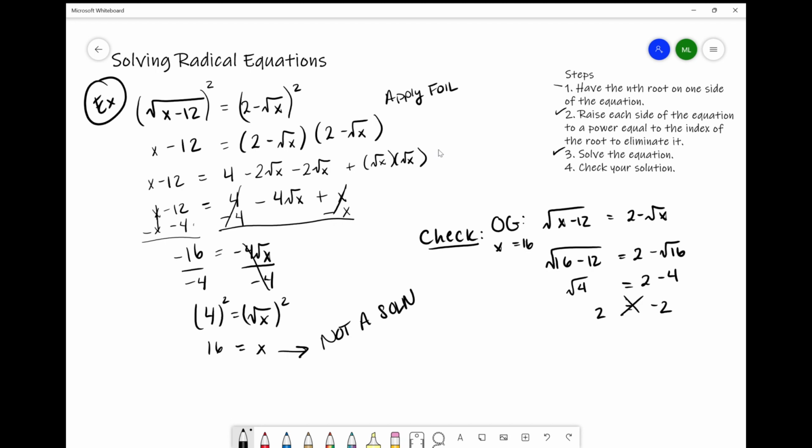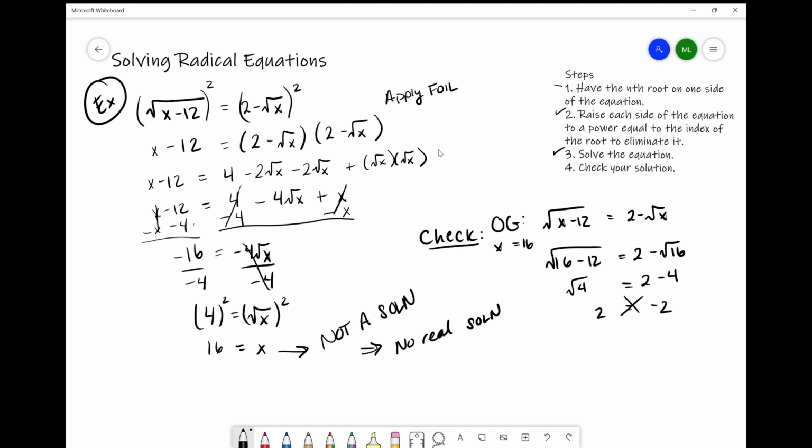So since this was our only solution, we can say that there is no real solution. Because I have it equal to a negative number, no real solution.